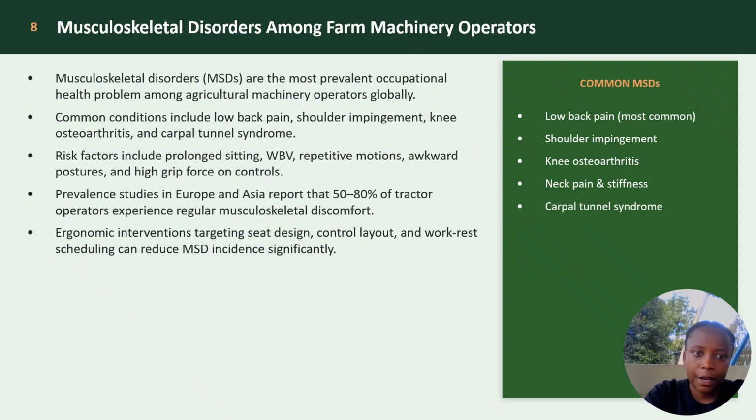The eighth topic is musculoskeletal disorders among farm machine operators. Musculoskeletal disorders are the most prevalent occupational health problem among agricultural machinery operators globally. Second one, common conditions include low back pain, shoulder impairment, knee osteoarthritis, and carpal tunnel syndrome. The third one, risk factors include prolonged sitting, whole body vibration, repetitive motion, awkward posture, and high grip force on the controls.